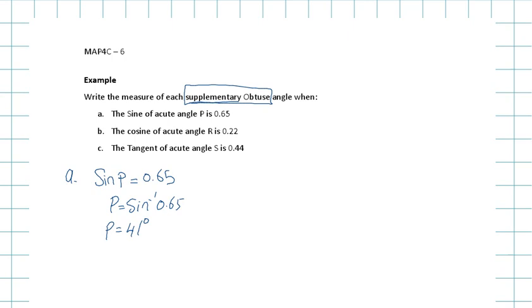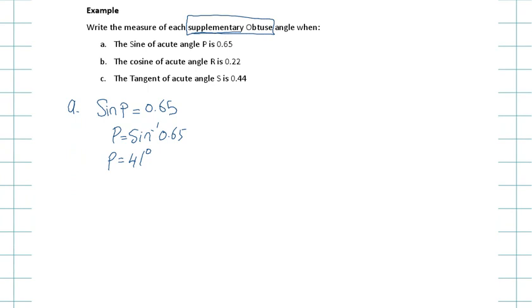What do you do to find that? That's right. To find the supplementary obtuse, you have to do 180 take away 41, which is 139. So we have to find the acute angle first, and then we do 180 minus that, because the question is asking for the obtuse.